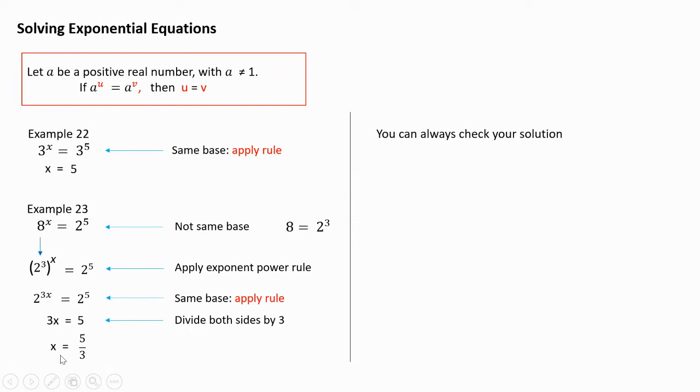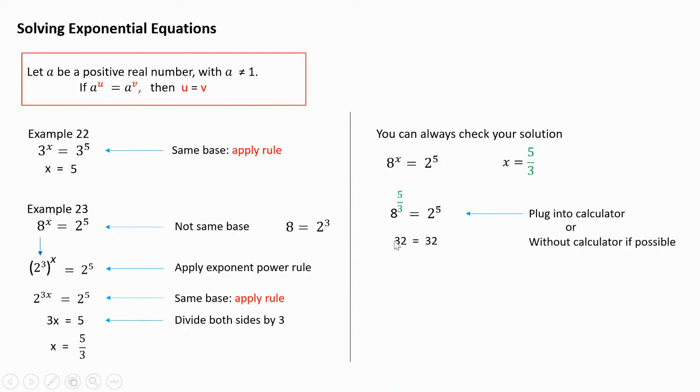Hey guys, we can always check our work, right? How do we check it? I'm going to plug in 5 over 3 for the x's. Let's see if it's true. We can plug into the calculator, or we can do it without the calculator. Let's do it without. We have to apply the fractional exponent rule. If you have a to the power of m divided by n, the exponent is a fraction. The denominator becomes your index, the a becomes your radicand, and the m, which is the numerator, becomes your exponent.